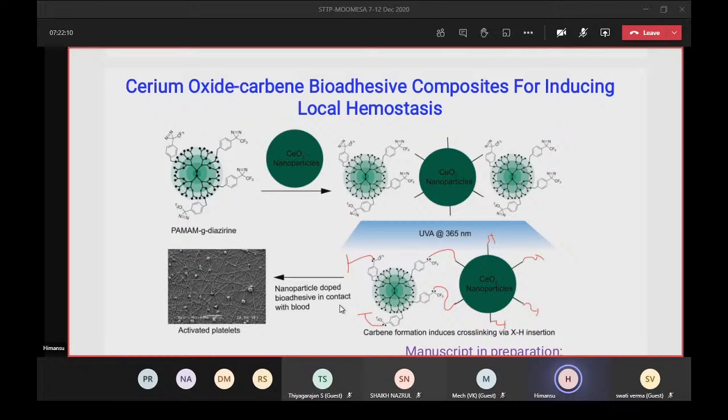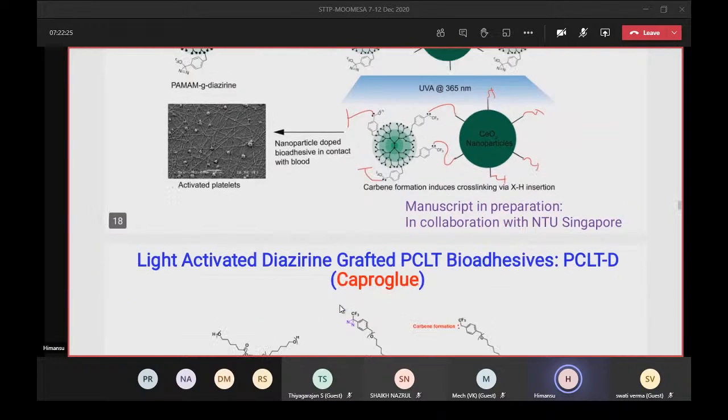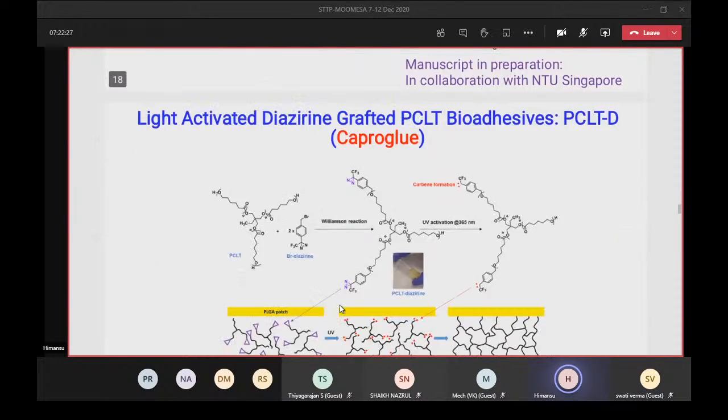Say, for example, you have a small cut or a small injury, or you have a big injury, we can directly use this kind of nanomaterial-based bioadhesive on the substrate. We did a lot of animal experiments on that, and I do not want to show those results right now because we have some other things to discuss.